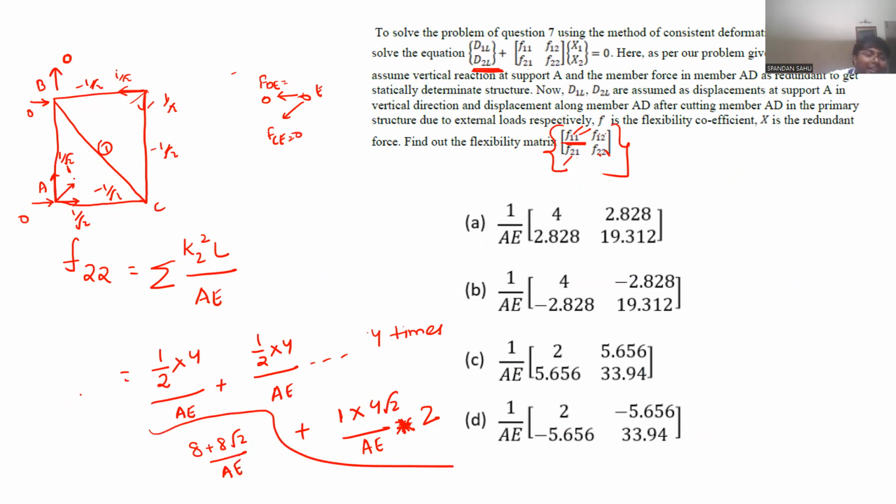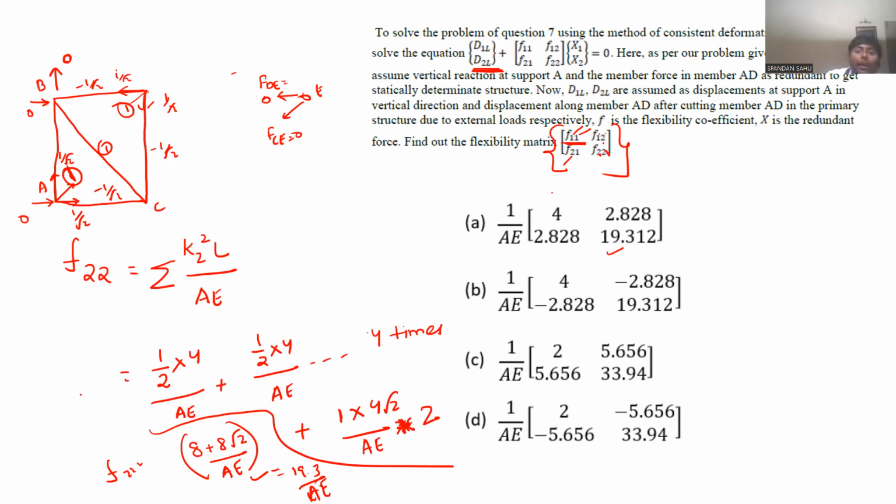Or AD. We have given now, yes, 1. So that will also come into effect. So now you got F22 as this. So it is coming out to be 19.312 by EA, sorry, AE. So we got F11 as 4 here. We got F22 as 19.31.